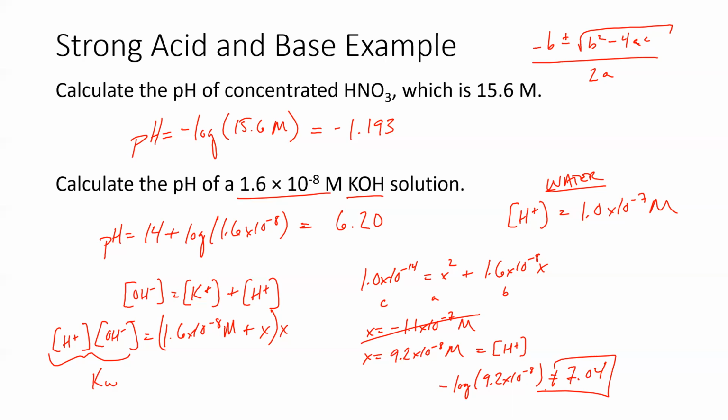Now, the reason I can't just add this 1.6 times 10 to the negative 8 plus 1.0 times 10 to the negative 7, if I just want to find the total OH minus concentration, is because adding OH minus to water shifts that water equilibrium. It's the common ion effect, which we talked about last time. And so we can't just add those two together. We have to see how the addition of that OH minus affects the water equilibrium.